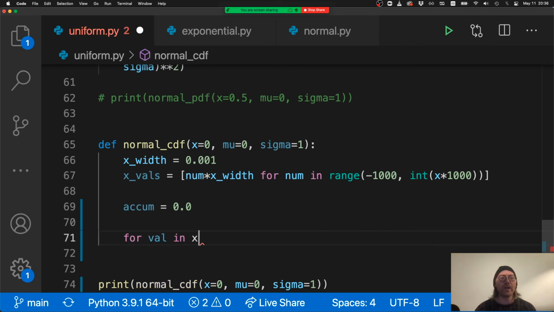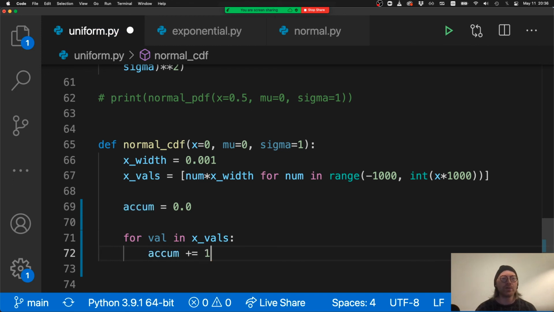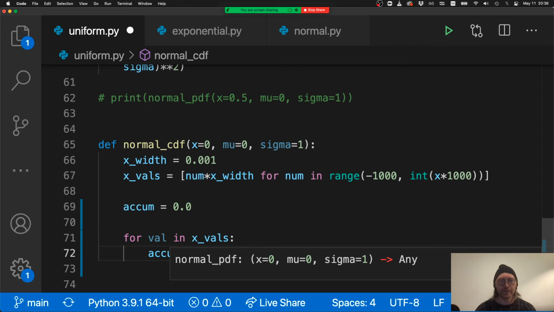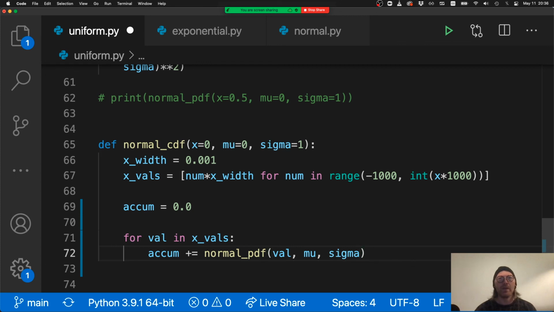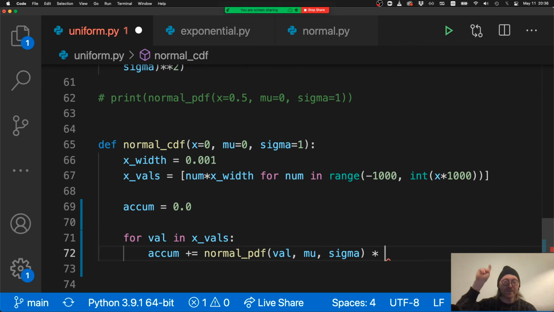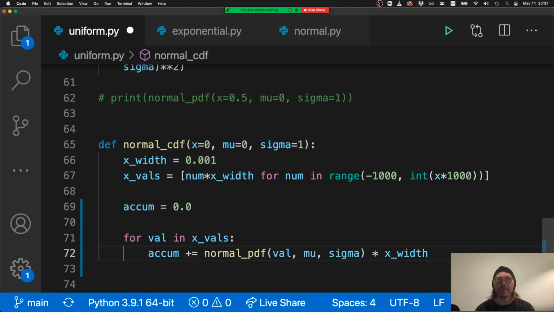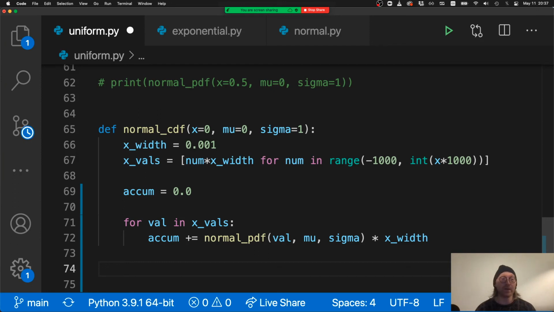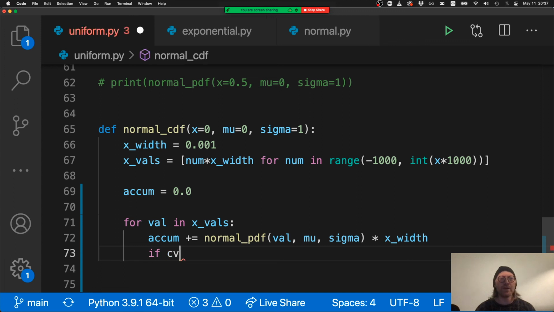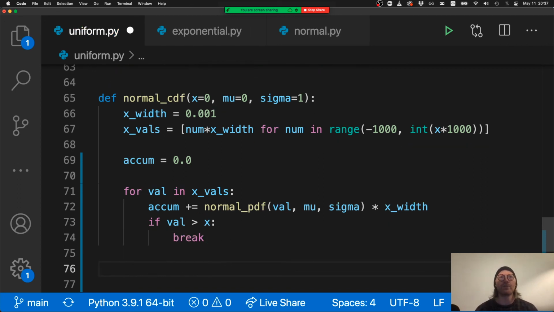Okay? So I'm going to say for each value in xvals, the accumulator is going to be accumulating the result of this normal PDF, right? Where we pass in the value, mu, and sigma. And then that's going to be our height, okay? That's the height up to that point on the bell, right? On the curve. And then we multiply this by the width, okay? That's our rectangle right there. We're accumulating the volume of those rectangles, that is. And then I'm just going to put a little safety in here. If the value becomes greater than x, then we break, okay? Because we don't want to include all those x vals. We want to include only up to x. And then we can return the accumulator.